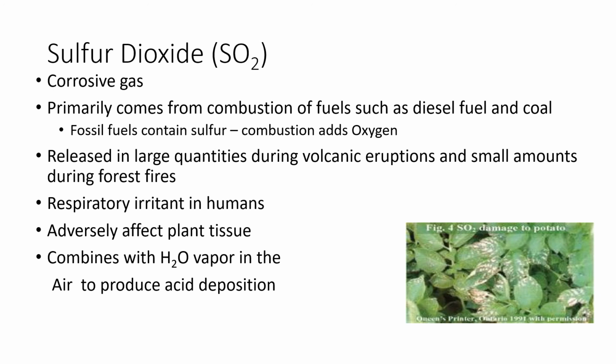And it primarily comes from the combustion of fossil fuels. So majorly coming from diesel fuel and also from burning coal. So any fossil fuel that contains sulfur, if I add oxygen to it, I'm going to get sulfur dioxide as a byproduct. This is a massive component in acid rain as well, or acid deposition, because that sulfur dioxide combines with water vapor to produce sulfuric acid.